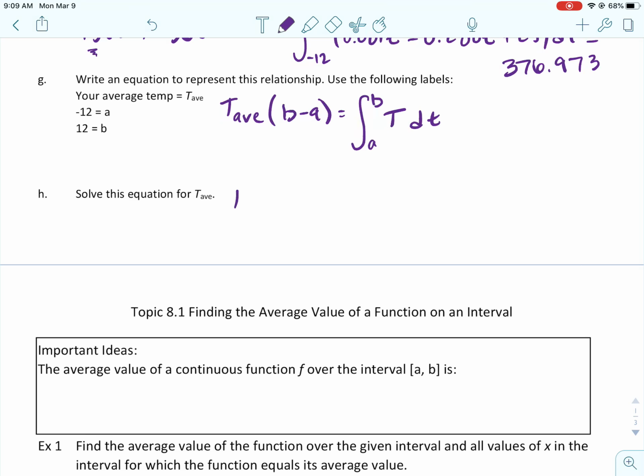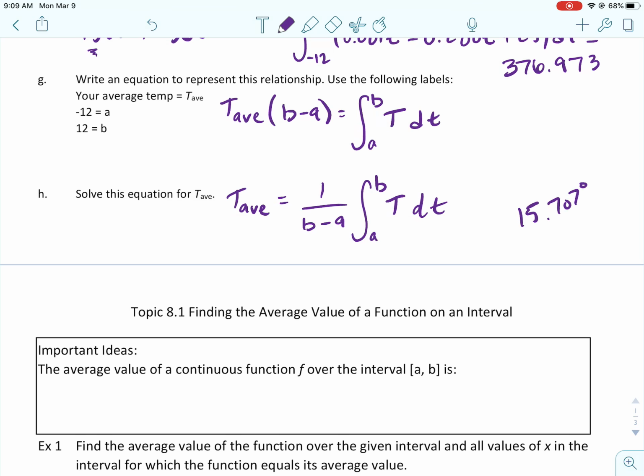All right, and then for H, I wanted you to take that function and solve it for T average. What would you do with that b minus a? Divide by it, or multiply it by the reciprocal of it. All right. That is actually the formula to find the average value of a function. So did anybody actually do it for this particular problem? Like, what is the average temperature? Did anybody figure it out?